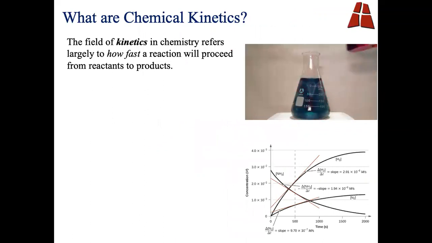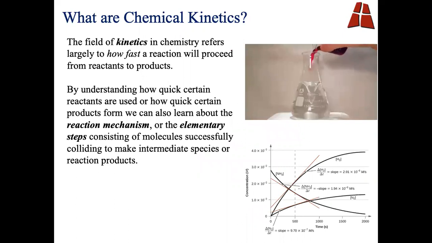Okay, so in the field of chemistry, kinetics largely refers to how fast a reaction will proceed from its reactants to products. And by understanding how quickly certain reactants are consumed or certain products are formed, we can tell other things about a reaction, such as what we will call the reaction mechanism. We'll go through what that looks like more. Also, elementary steps. Those are basically substeps within a reaction that deal with something occurring in multiple steps. These are all things we'll talk about, but just a little preview of where we're headed.